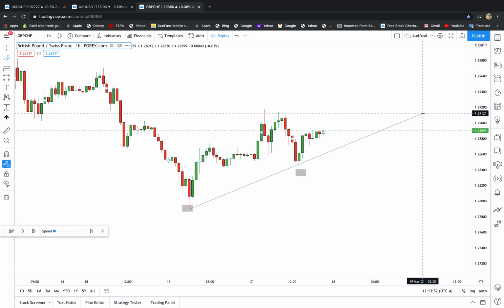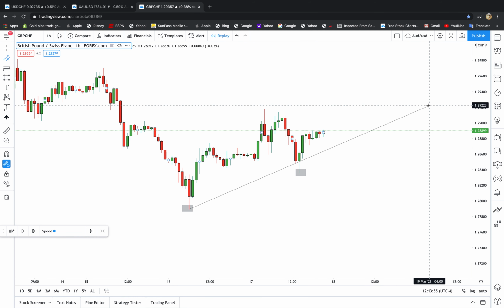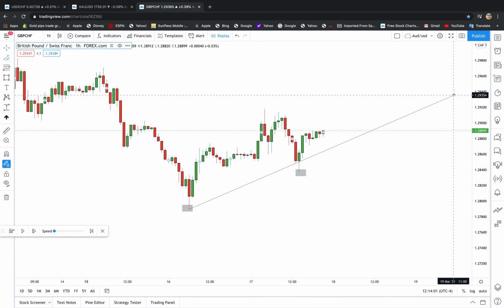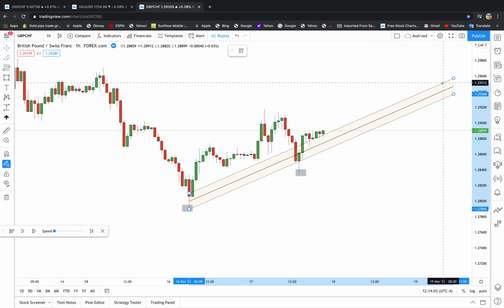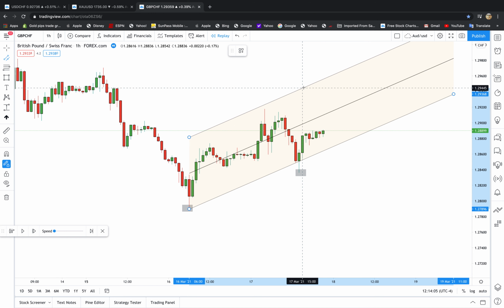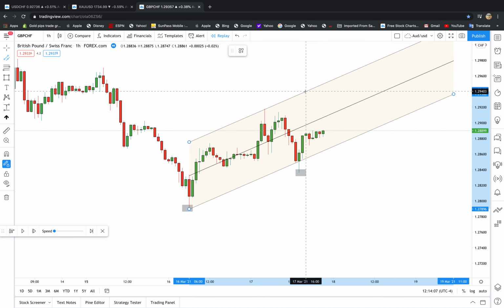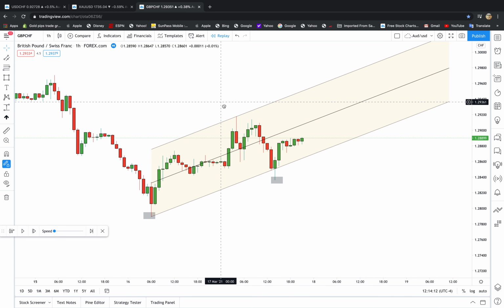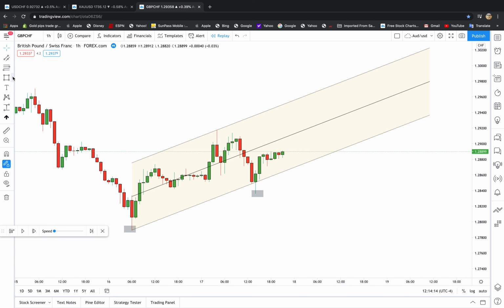and I'm going to draw it from the body. I don't want to draw it from the wick because I want to buy this pair and I want to get a precise entry. So I'm going to draw it from the body like that, and then just simply carry it over like so, right? Our target obviously is going to be higher than the previous high.